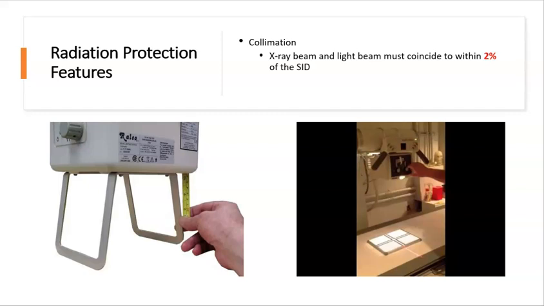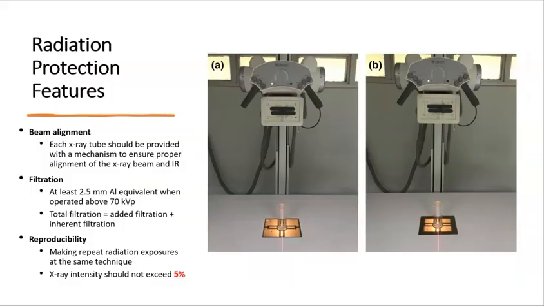The collimation, okay, so your collimator. X-ray beam and light beam must coincide to within 2% of the SID. So your light field and your X-ray field has to be within 2% of the SID. That is another lab that you'll be running to make sure you know how to calculate this also. So as you see, both have to be 2%. So if we're talking about SID, remember 2%, okay?